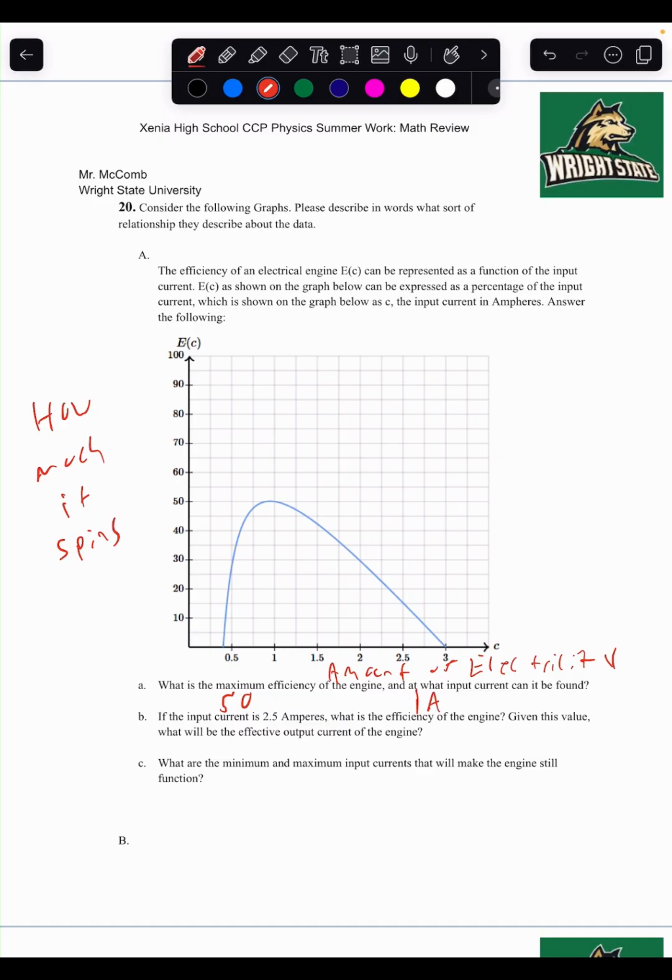Okay? If the input current is 2.5 amperes, what's the efficiency of the engine? And then given this value, what would be the effective output current of the engine? Okay? So, here's the idea. Input current's 2.5 amperes, that's down here. Where is the graph at 2.5 amperes? It's here. So at 2.5 amperes, it's here, that's like 15-ish, so the efficiency is 15%.